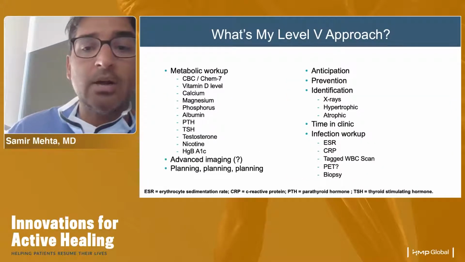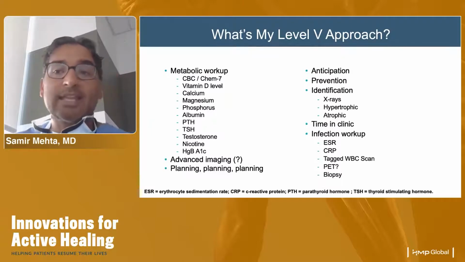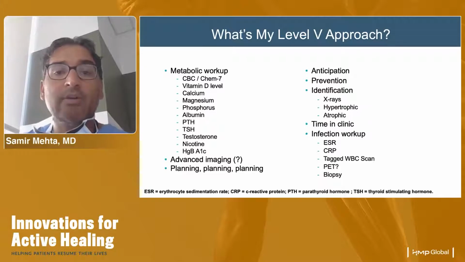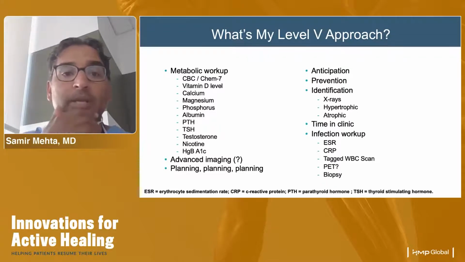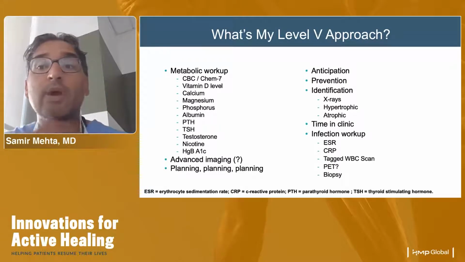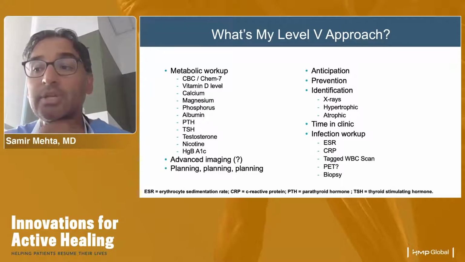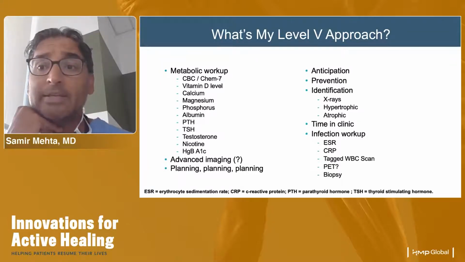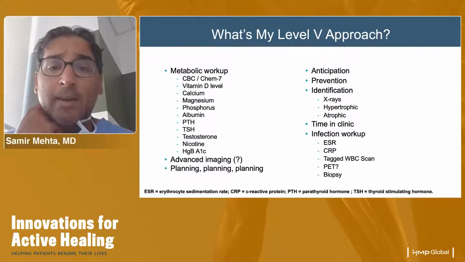So when I talk about my level 5 approach, I say level 5 somewhat tongue-in-cheek, I do have a process when I look at a patient in terms of how I approach this to either prevent or manage a non-union. I think the biggest issue is anticipation. So you recognizing patients who are at risk, whether it's their injury mechanism or whether it's their protoplasm.